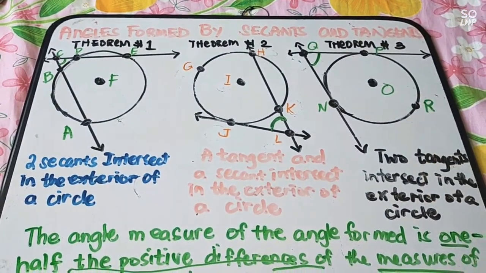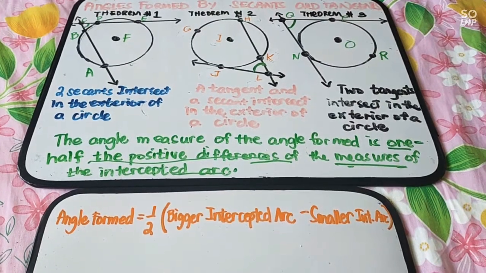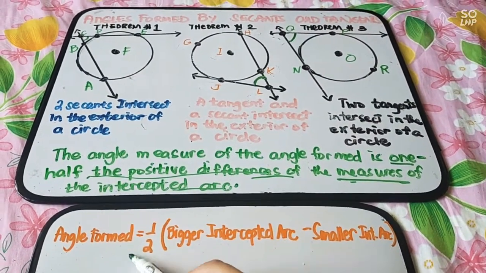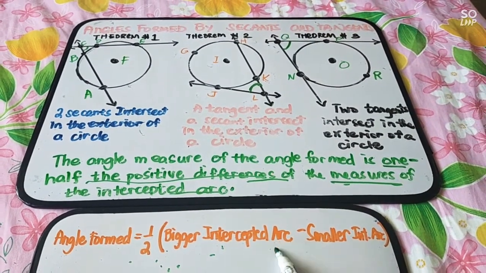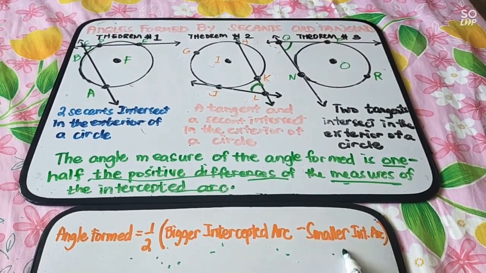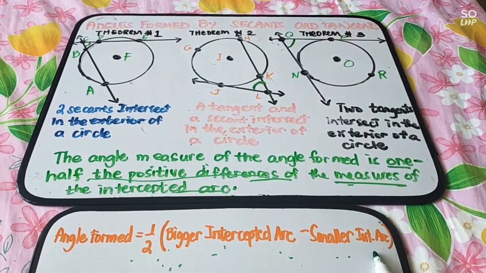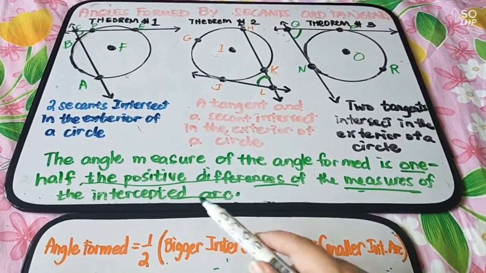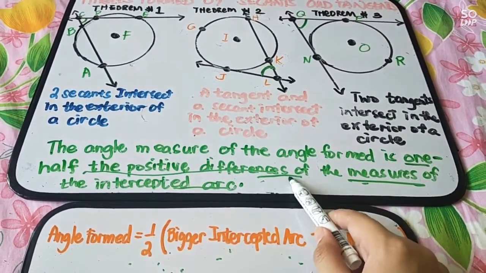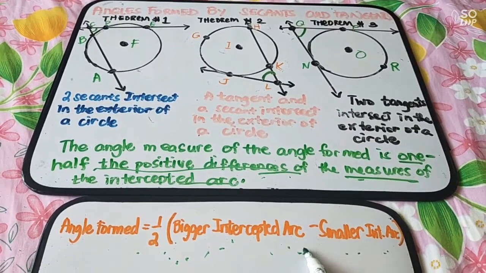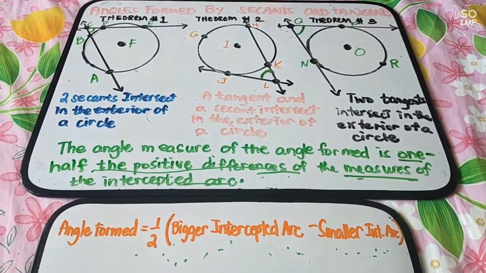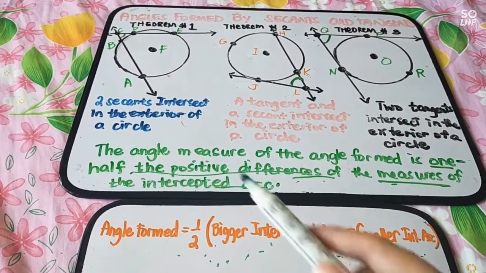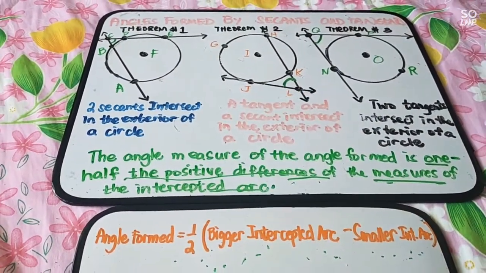Okay? So, it is just like this. Meaning, the angle formed is equal to 1/2 of the bigger intercepted arc minus the smaller intercepted arc. Why is the bigger one first? Because it says positive difference. So, bigger intercepted arc minus the smaller intercepted arc. Okay? So, let us have the first one, the first situation, the first circle.